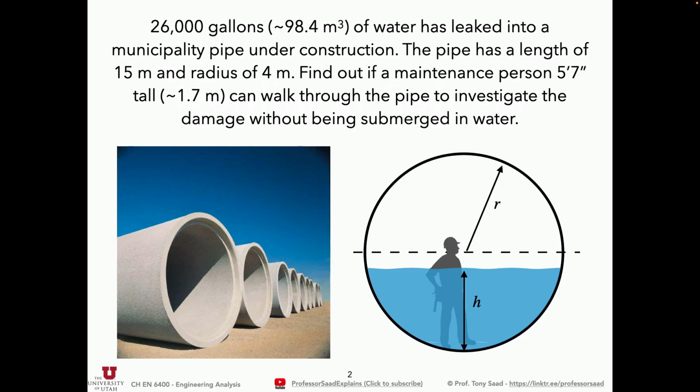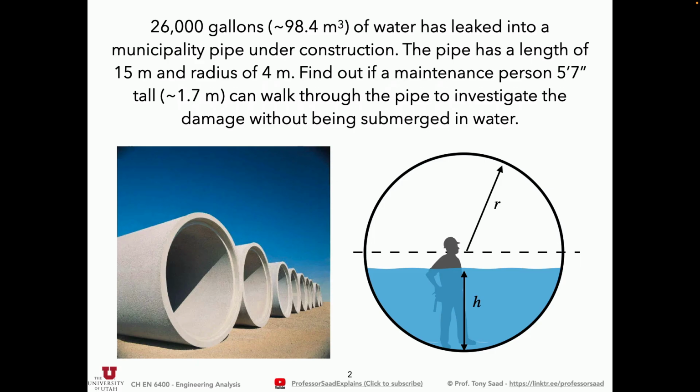pipe, like these big pipes that they put underground. The pipe has a length of 15 meters and a radius of 4 meters. So the cross section of the pipe has a radius of 4 meters, so the diameter is 8 meters, a pretty big pipe. Find out if a maintenance person who's 5'7", that's me, or 1.7 meters tall, can walk through the pipe to investigate the damage without being submerged in water.